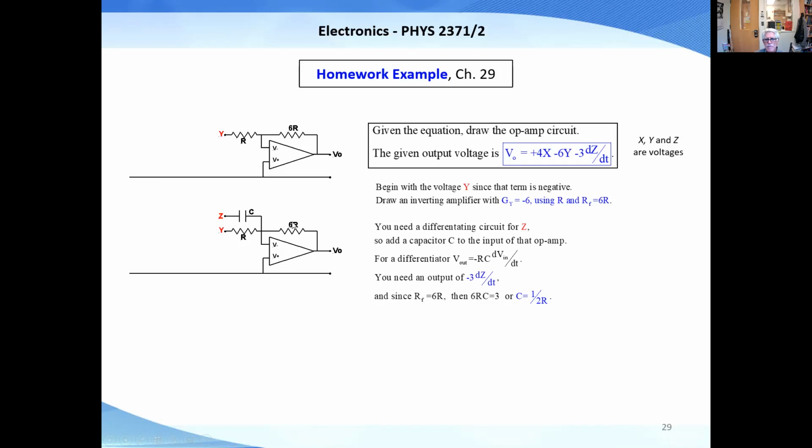Differentiator. And so it's going to be minus RC times dVin dt. And then you know that tau is equal to 6 RC, right? And you want that tau to be equal to 3. So that's tau is equal to 3. So that means 6 RC is going to be equal to 3. So that's how you get C is 1 over 2R. So that would give you the value for C to give you this number 3 here.